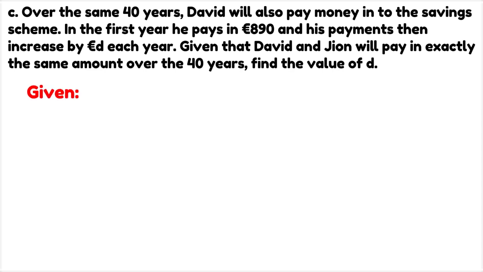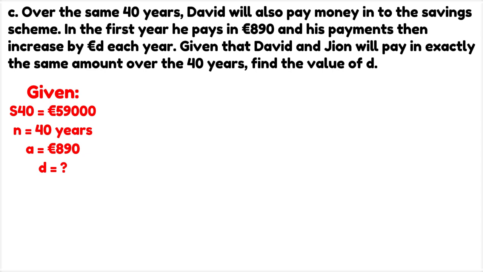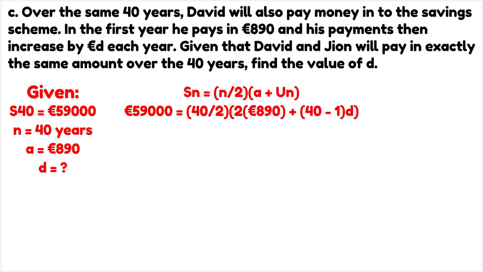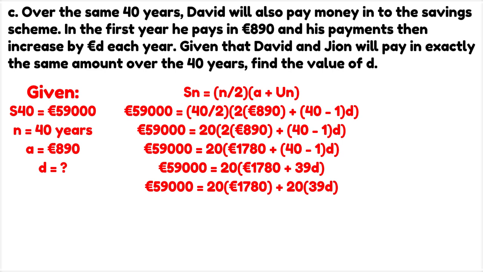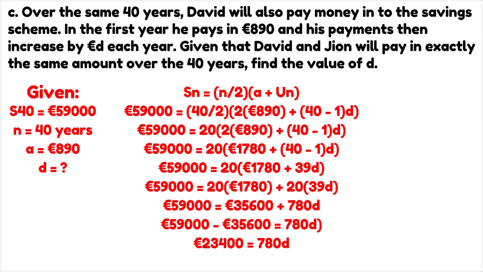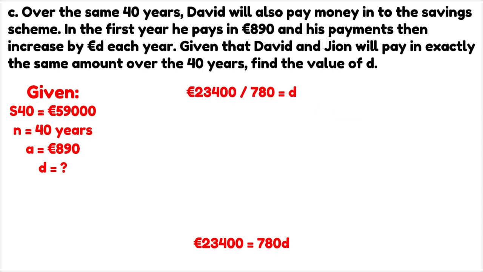Now, let's see what we're given. The S40 is the same as Jian's, so 59,000 euros. The n is still 40 years. The a is 890 euros as seen in the question, and the d value is what we're searching for. Inputting that into our formula, we'll get this. First, divide 40 by 2, multiply 2 with 890 euros, then subtract 1 from 40. Then we can expand the brackets by multiplying 20 with 1,780 euros, then 20 with 39d. Next, subtract 35,600 euros from 59,000 euros, then bring 780 to the other side as the division. Then finally, divide 23,400 euros by 780 to get d equals 30.